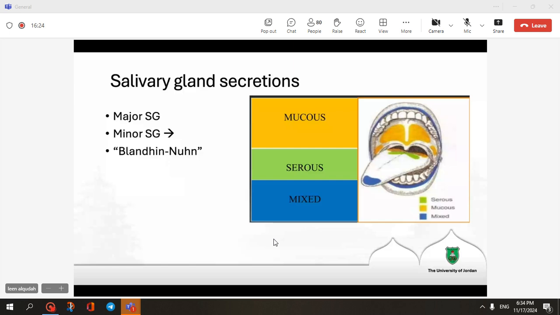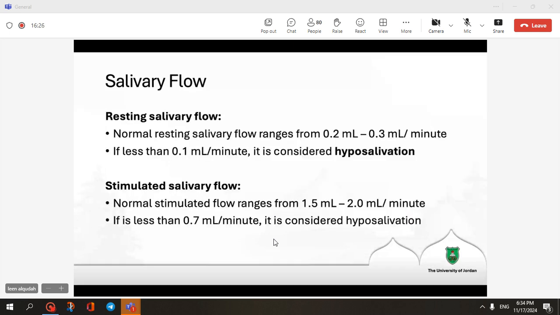Now, of course, for the salivary flow, we have two types: the resting salivary flow and the stimulated. The resting one is normally between 0.2 and 0.3 milliliters per minute. And if the patient has a measurement of less than 0.1 milliliter per minute, this is considered hyposalivation. For the stimulated salivary flow, basically when the patient is eating, the normal stimulated flow should be between 1.5 to 2 milliliters per minute. If it's less than 0.7 milliliter per minute, it's also considered hyposalivation.